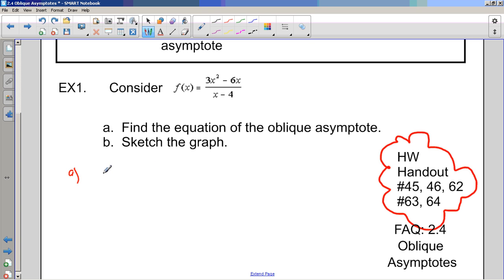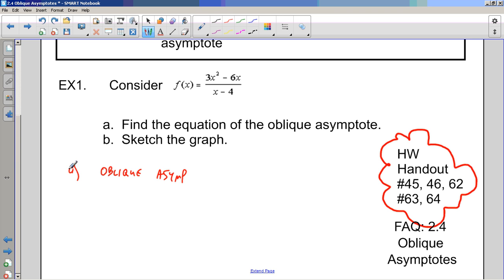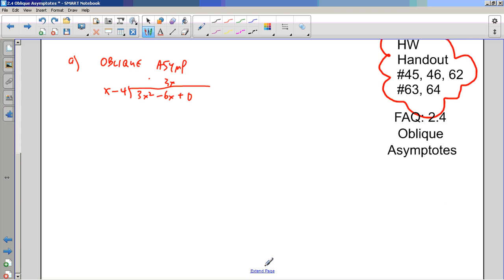We find that using long division. So long division, I'm going to take x minus 4 and divide into 3x squared minus 6x, and then a placeholder for the constant term. And now 3x squared minus 12x, subtract, and I get 6x. The 0 comes down, plus 6, 6x minus 4, subtract, and I get 4.